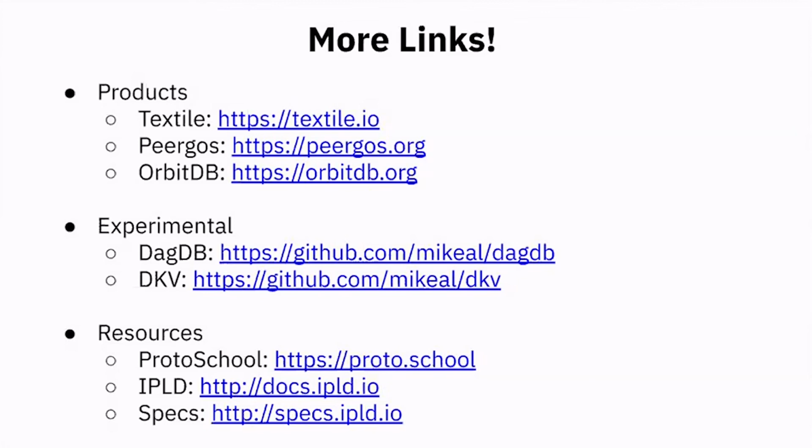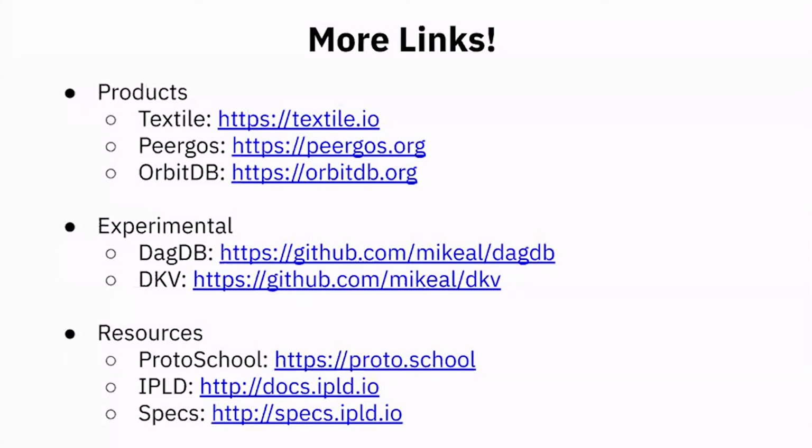First of all, there are some products that are already written on top of IPFS. If your use case fits them, you should really just use these products instead of going and designing a bunch of new data structures like I'm trying to encourage you to do right now. Textile, PeerGhost, and OrbitDB are all built on top of these primitives. They all store data in IPFS. If you're doing something that looks like it fits these use cases, definitely go and use them.